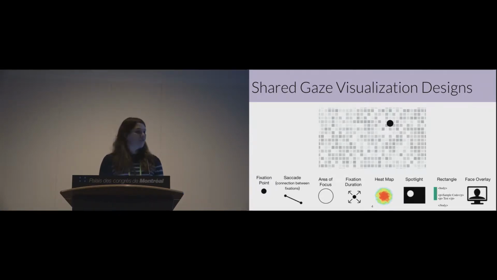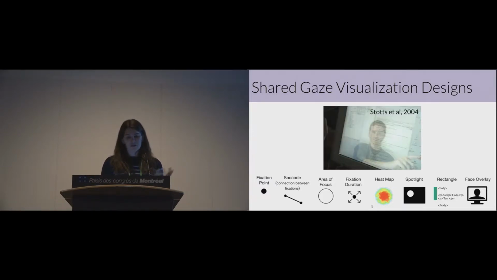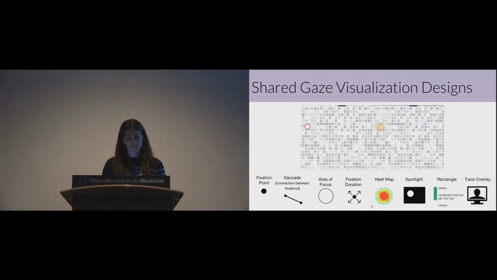For example, you can take a single fixation point like this and directly visualize it. You can do something like a face overlay of your partner, which is going to show you roughly where they're looking in the shared visual space. But there are many different techniques in between. And these different visualization techniques can afford different interpretations. For example, a scan path can show how you traverse the visual space, whereas a heat map is going to highlight duration, or where you are fixating the longest.